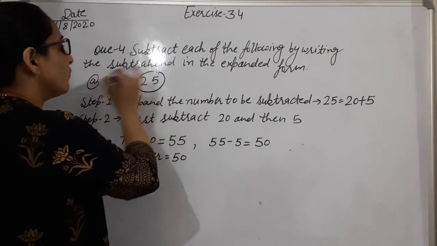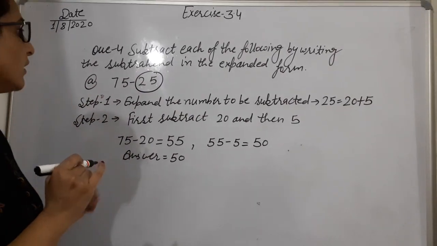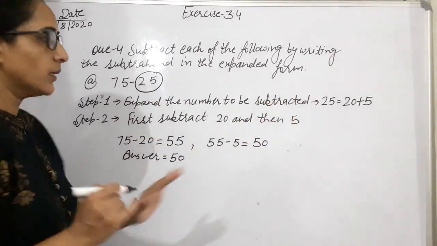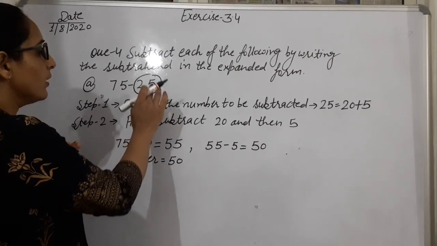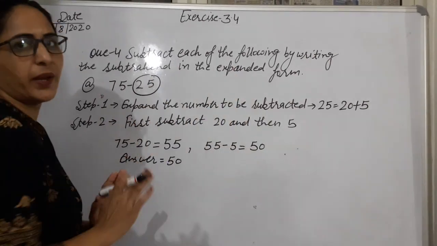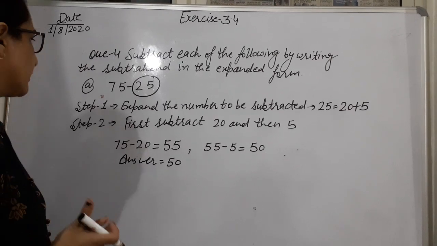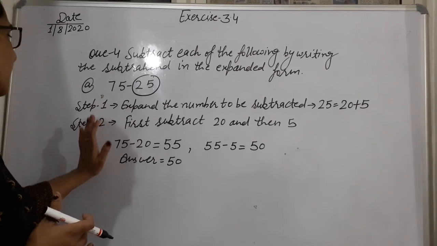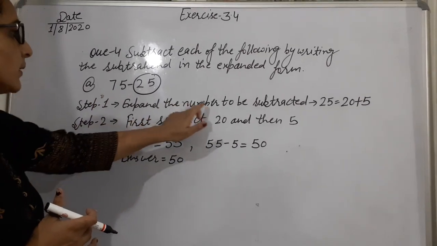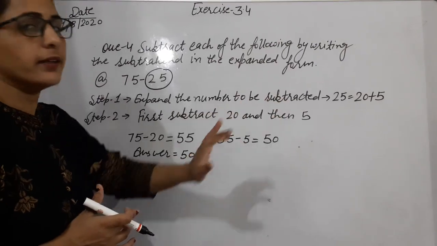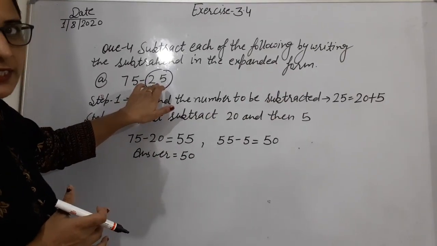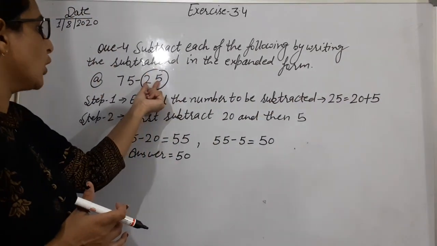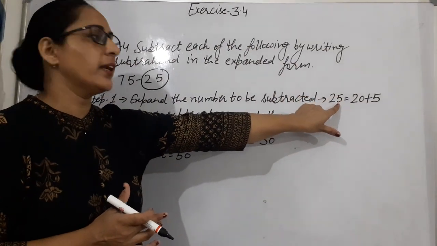The number which we are subtracting, 25, firstly we write it in expanded form. Clear? The number which we are subtracting, we write in expanded form, and after that we subtract. So here are 2 steps. I am writing the 2 steps here for your explanation. Step 1, expand the number to be subtracted. It means the number which we are subtracting, we write in expanded form.